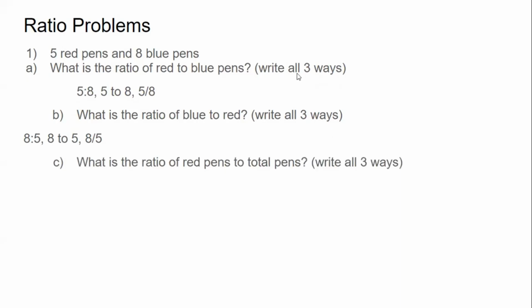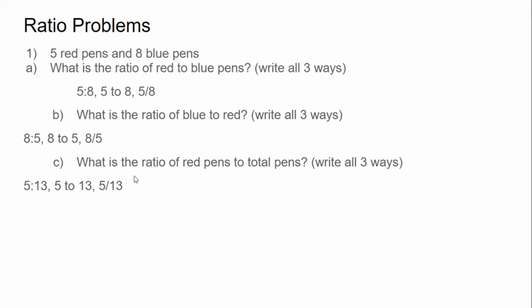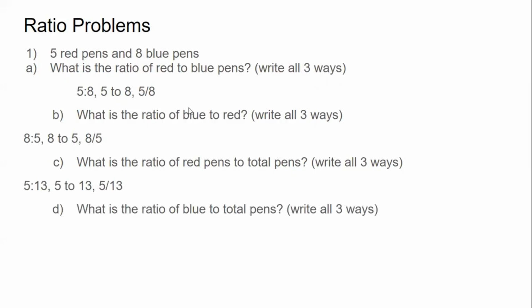What's the ratio of red pens to total pens? You find the red pens, and then you have to add these two up to get your total. So it's 5:13, 5 to 13, and 5/13. What's the ratio of blue to total? Now we do the blue pens to the total pens. That would be 8:13, 8 to 13, and 8/13.